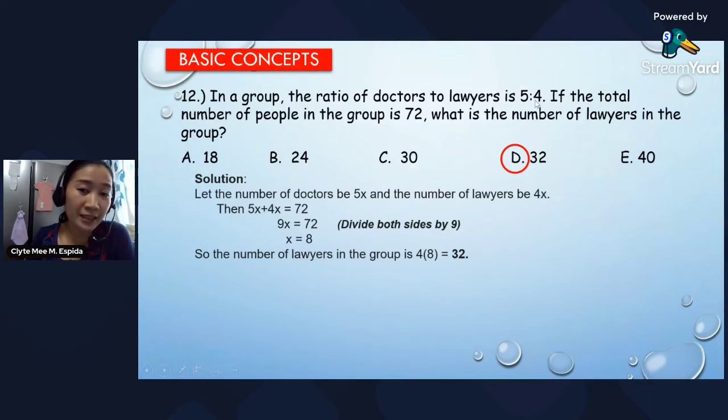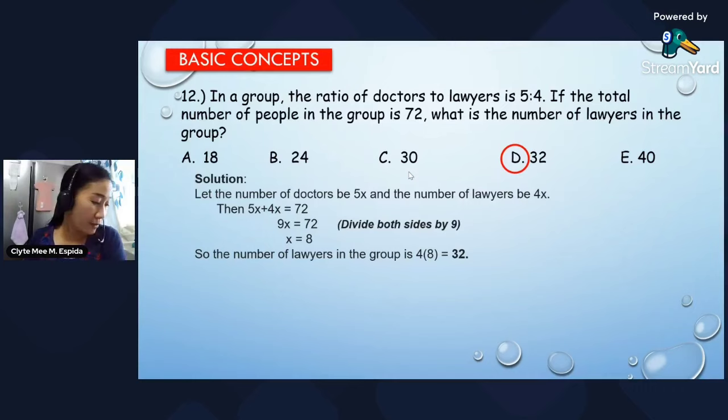Then, kung sino yung hinahanap, yung common factor, doon mo siya i-multiply. Let's say dito, ang hinanap is number of lawyers. So you have 4. Our common factor is 8. So 8 times 4 is 32. Then you will have, for doctors, that is 40. So that's why, when we add 40 plus 32, dapat maging equal sa 72. Okay? Ayan, may nakukuha ng tamang sagot na letter D.